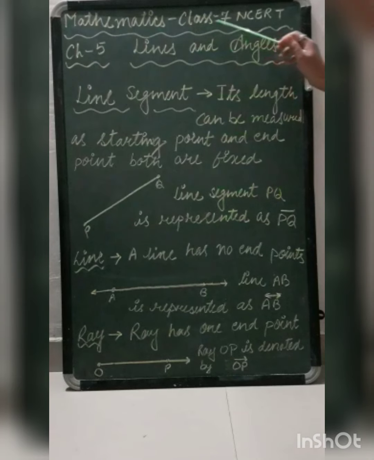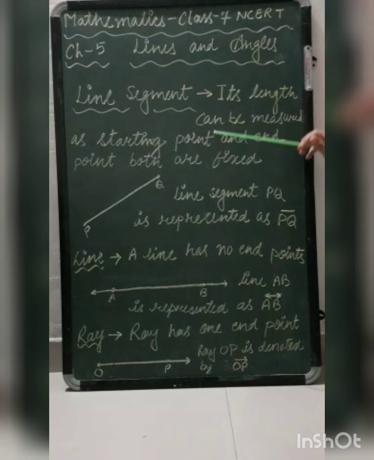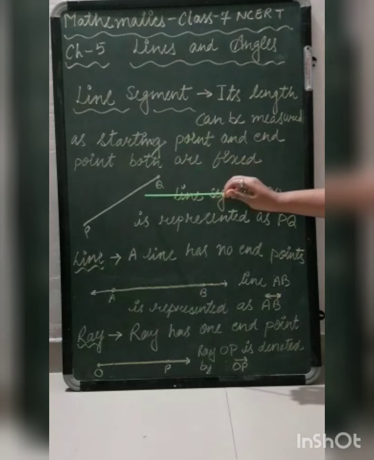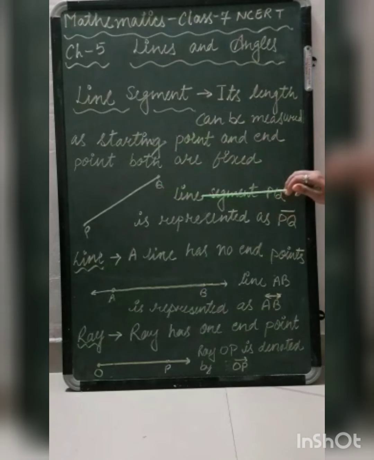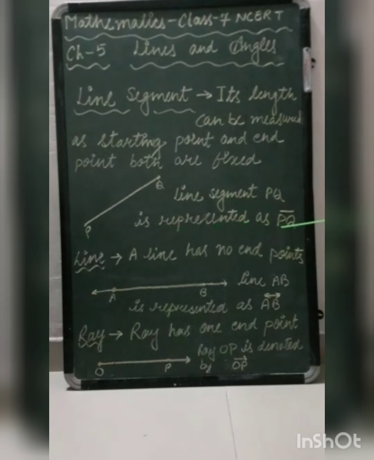Here we are going to start our next chapter, chapter number 5, lines and angles. So the first definition is line segment. What is a line segment? Its length can be measured as the starting point and end point are both fixed. You can see that this is the figure of a line segment, and how we are going to denote it symbolically: line segment PQ is represented as PQ with this mark above it, right?